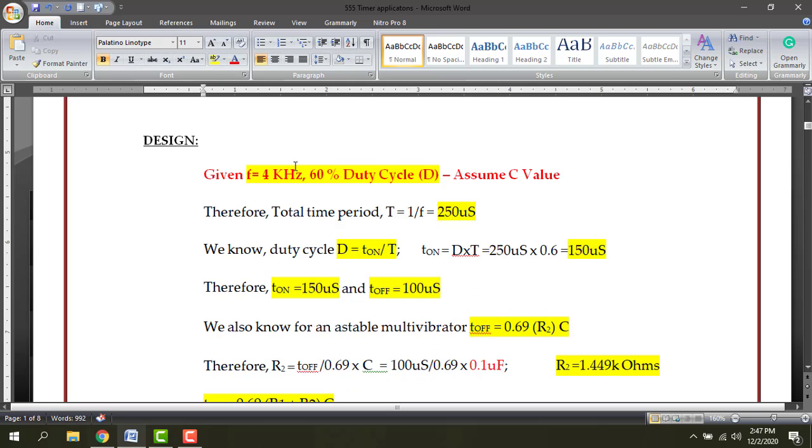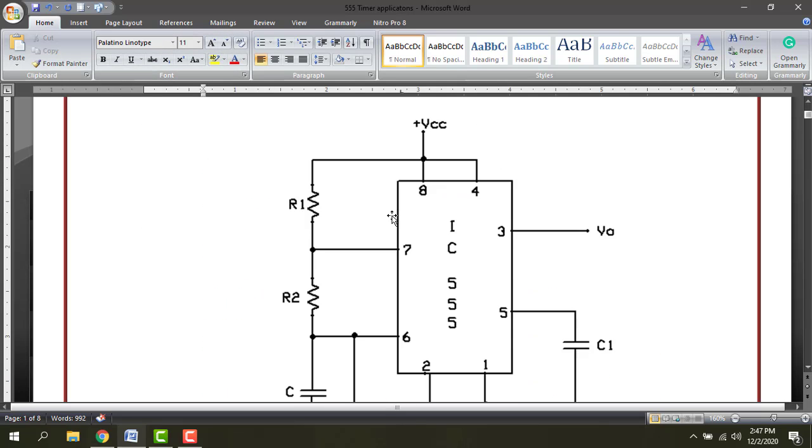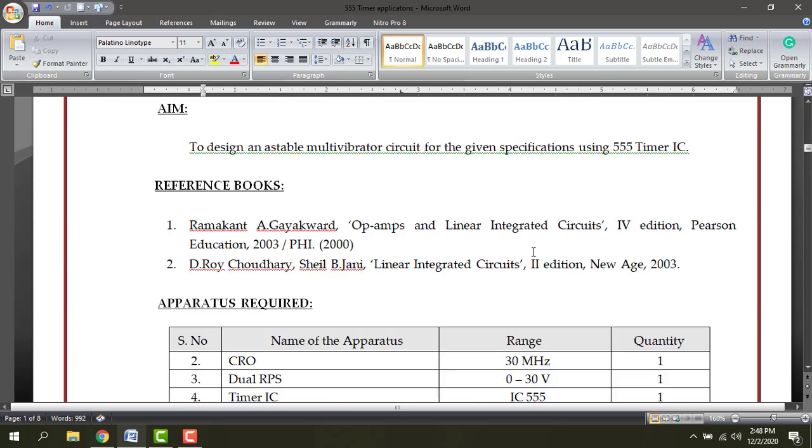So the R1 value is 725 ohms, the R2 value is 1.449 kilo ohms, and the C value we assumed as 0.1 microfarad. We are going to simulate and get the reading using Proteus software. Before that we are going to also design the monostable multivibrator.